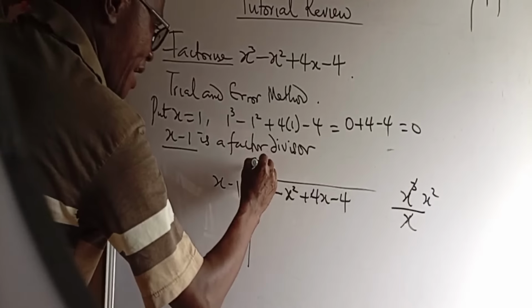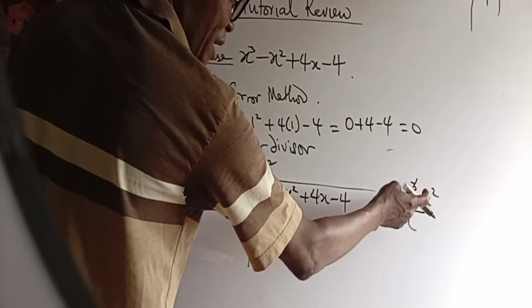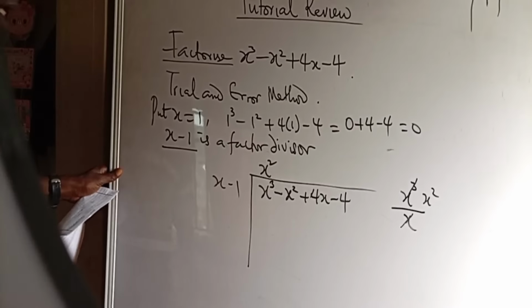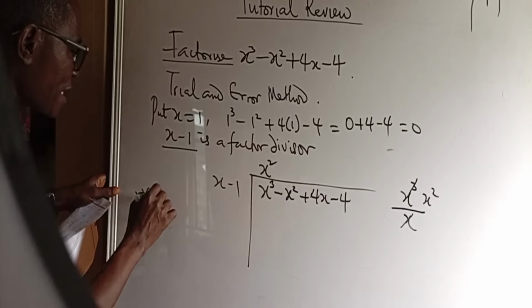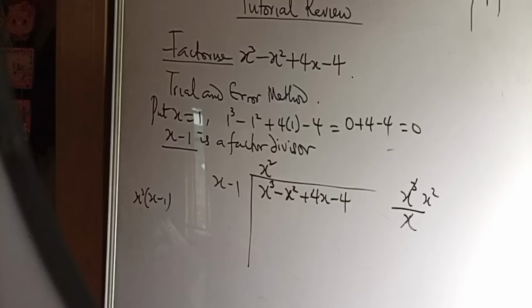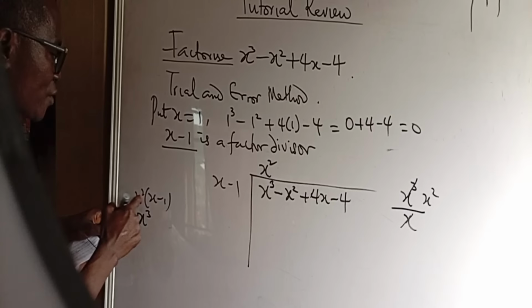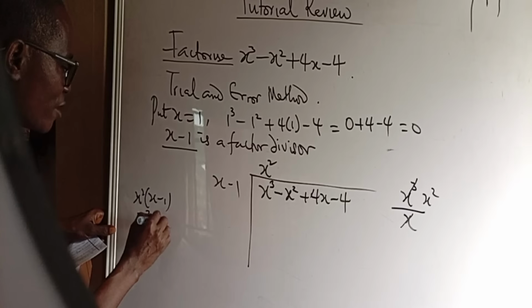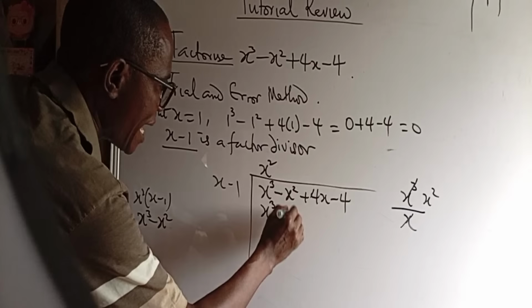Now we have x squared here, because x cubed is x in 3 places, and if you cancel one out, it means x squared. Now multiply x squared by x minus 1. How do we go about that? x squared times x is x cubed. x squared times minus 1 is minus x squared. So let's write it here: x cubed minus x squared.